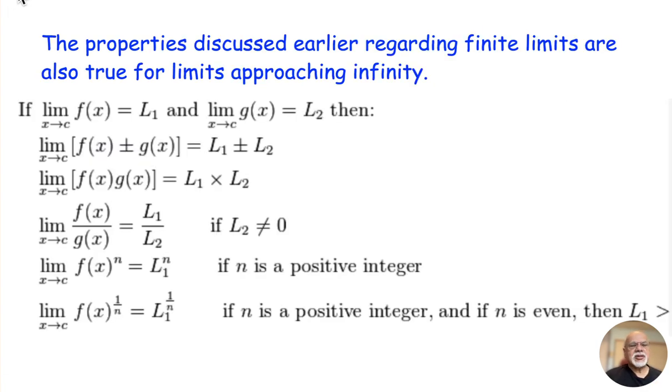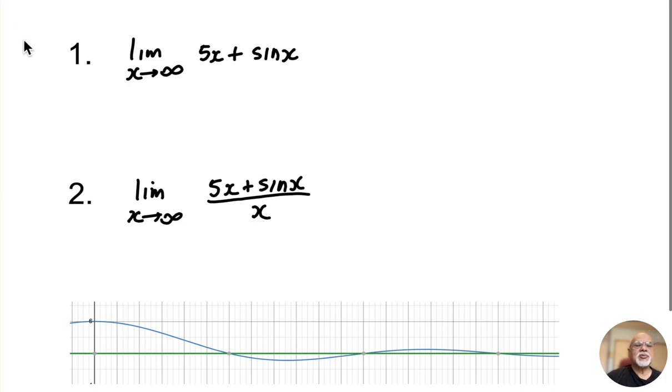This particular slide was shown earlier regarding all the properties of limits, but in the context of limits as x is approaching a particular value. But the same thing holds true if the c over here was infinity. So all the properties discussed before regarding finite limits are also true for limits approaching infinity. Now let's take a look at some examples of limits of polynomials and rational expressions.